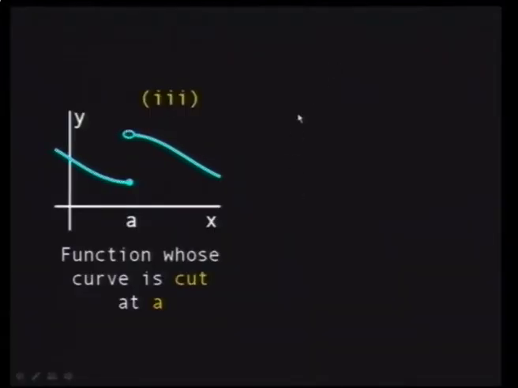Now, the third type of discontinuity is when the curve is cut somewhere. It's cut at A. In other words, there's a kind of jump. Here you were going smoothly like this, and then once at A you jump to another value here, and then you continue continuously.